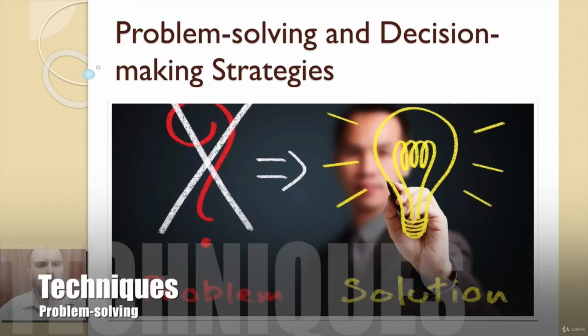Next lesson, we will discuss problem-solving mind traps. You will be able to understand, identify, and avoid them.